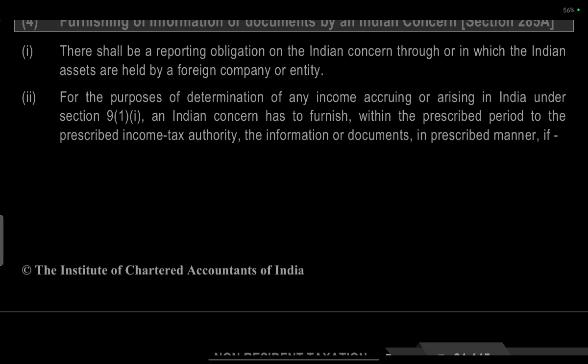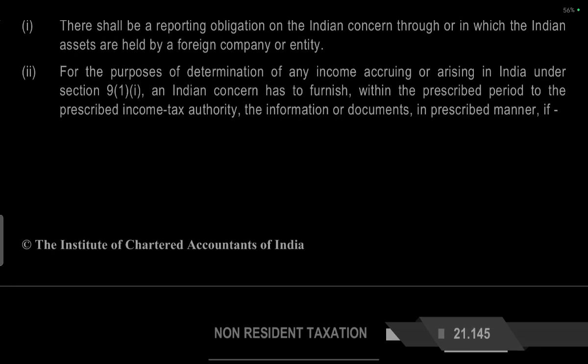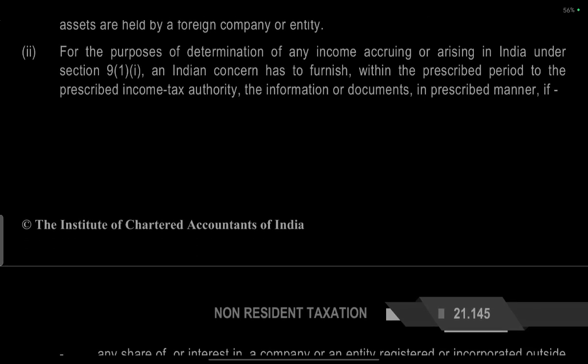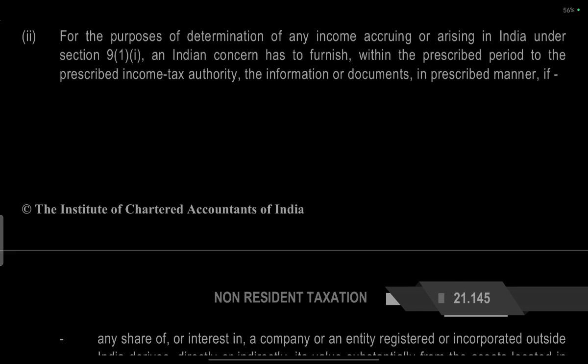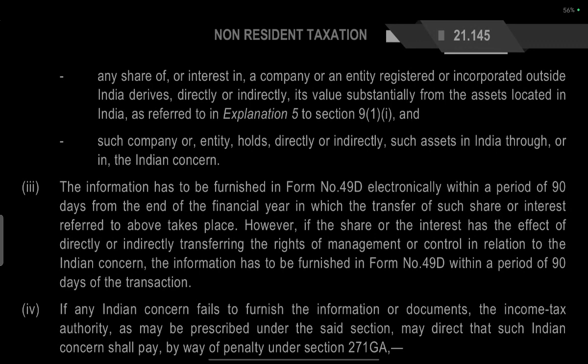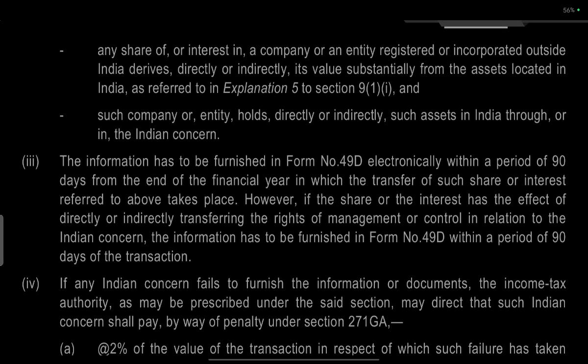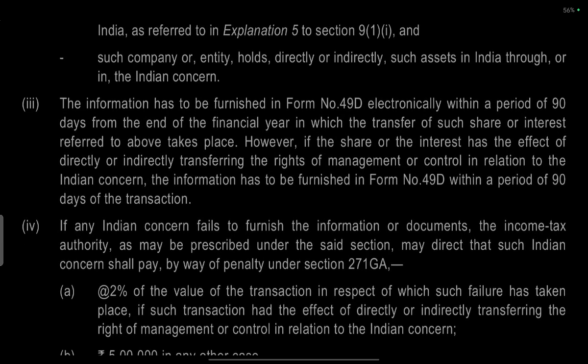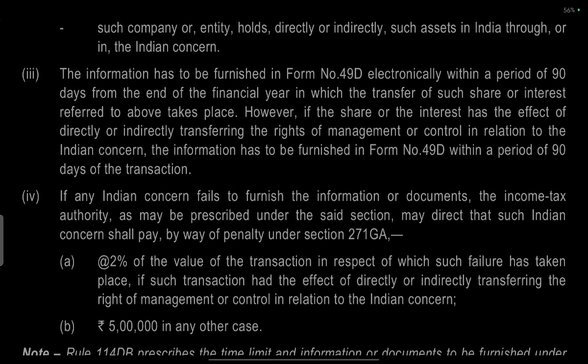For the purpose of determining any income accruing or arising in India under Section 9(1), the Indian concern has to furnish, within the prescribed limit, the prescribed information and documents to the income tax authority in the prescribed manner. Any shares or interest in a company or entity registered or incorporated outside India derives directly or indirectly value substantially from assets located in India, referred to in Section 5 of 911. Such company or entity holds directly or indirectly assets in India through their Indian concern. Information has to be furnished under Section 1490 electronically within 90 days from the end of the financial year in which the transfer of the share or interest referred to above takes place.